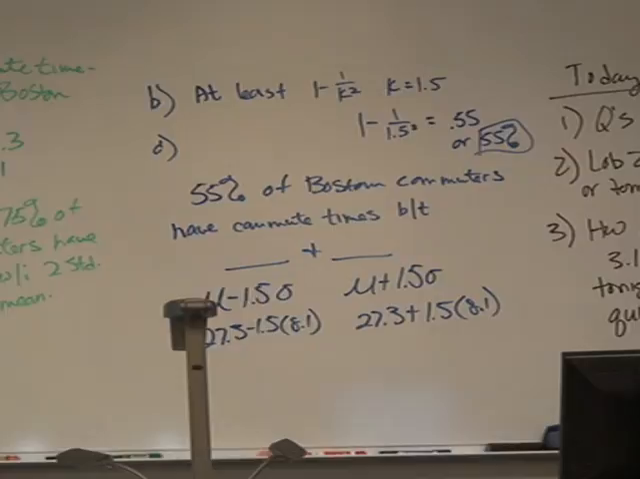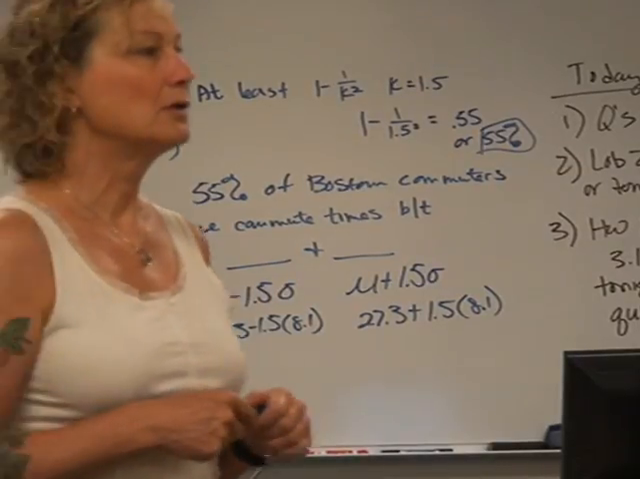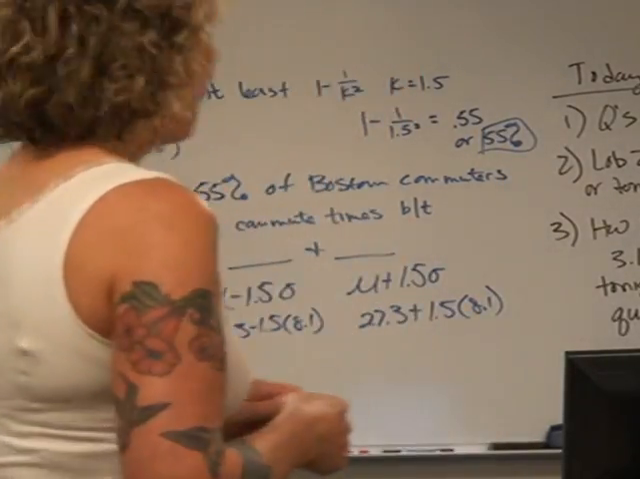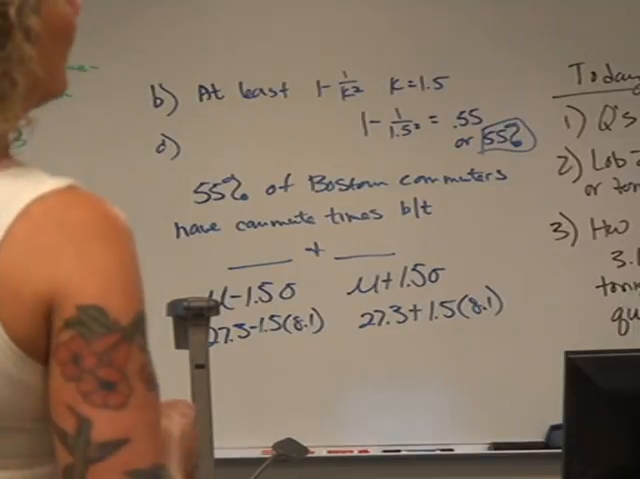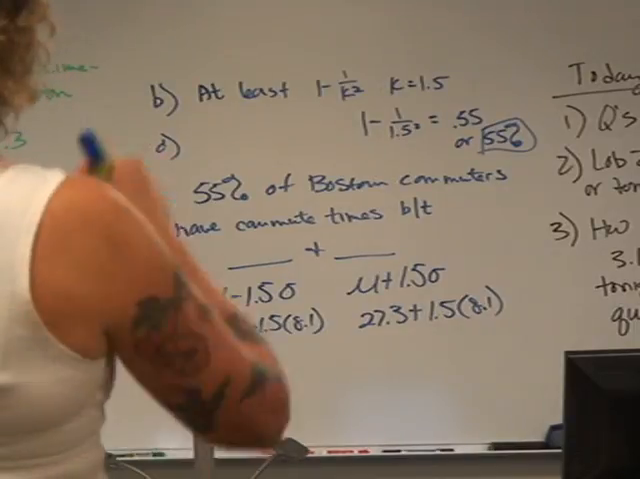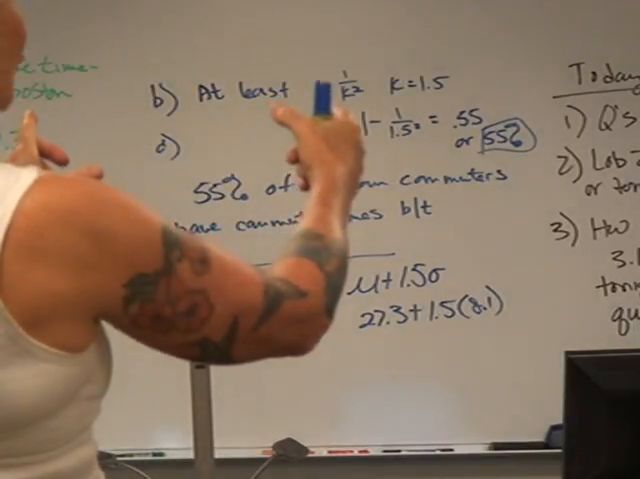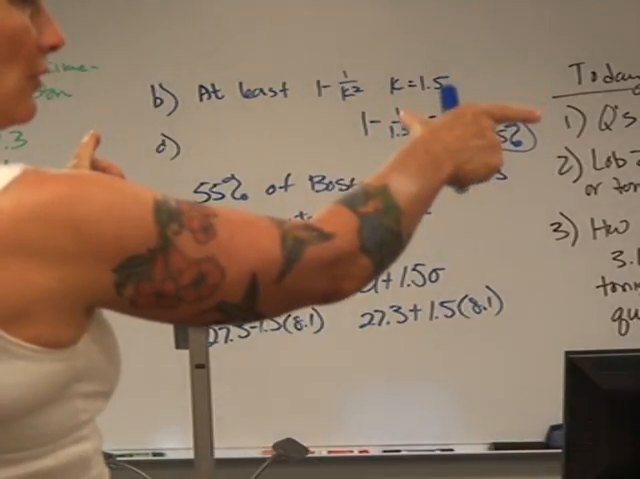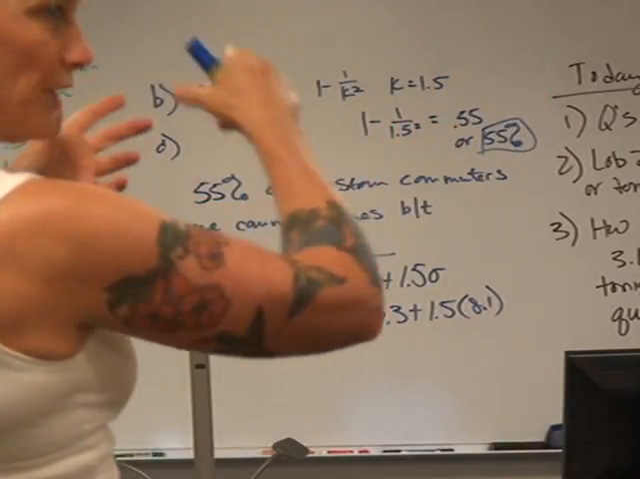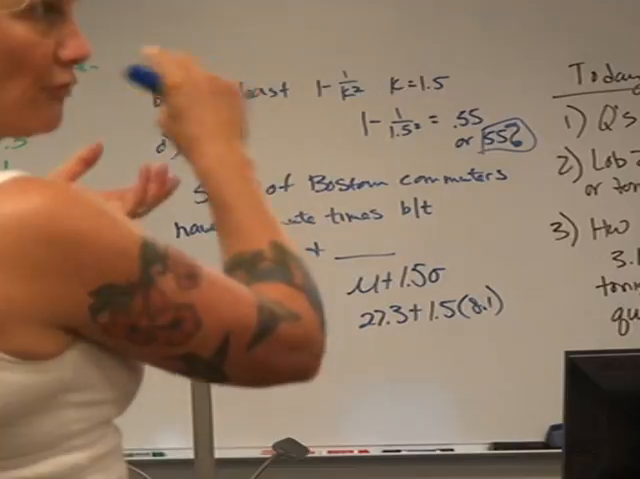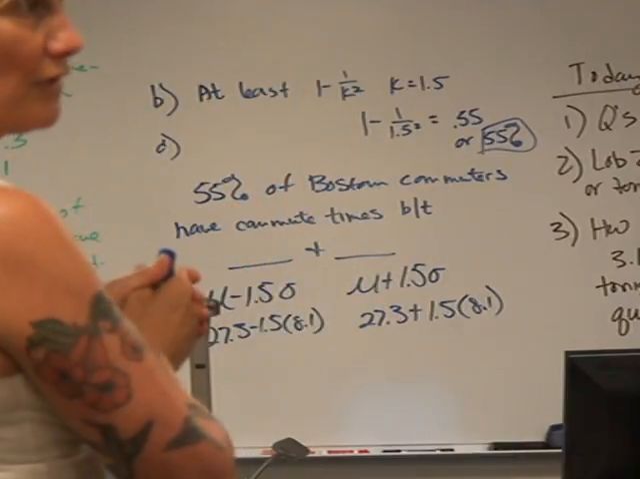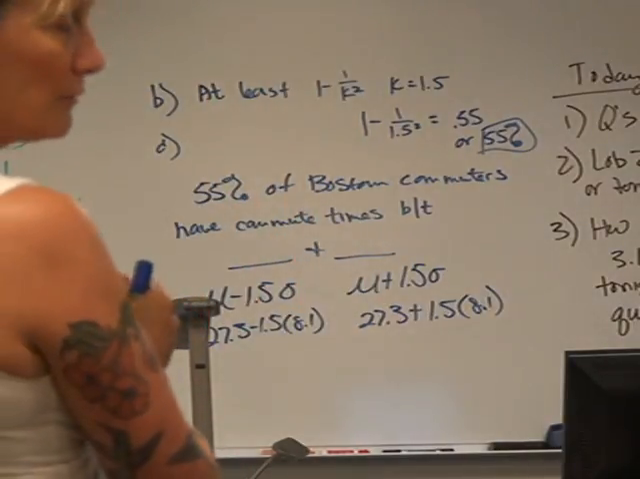Is it multiplied by the 8.1? Yeah. Because you're gonna go out one standard deviation and then another half of a standard deviation. So it's 1.5 standard deviations, or 1.5 times the standard deviation.